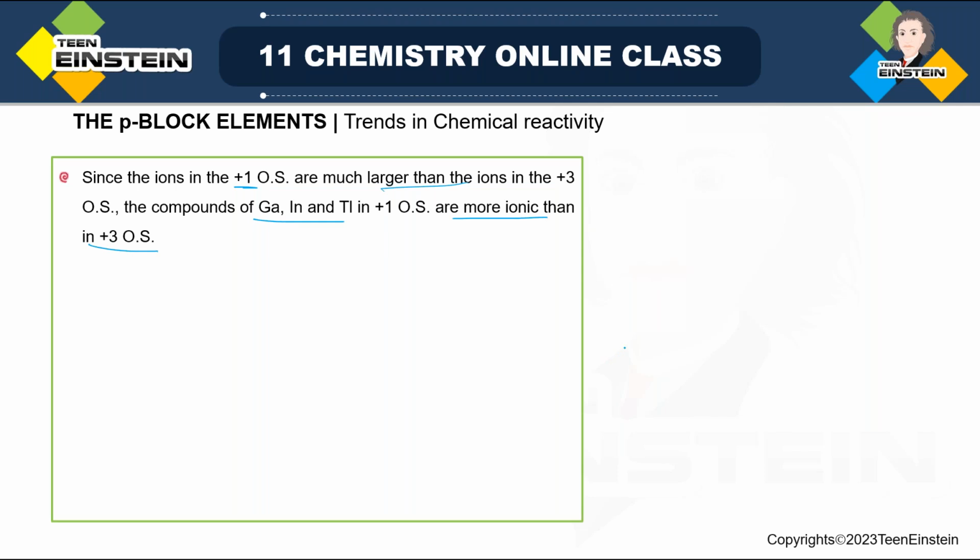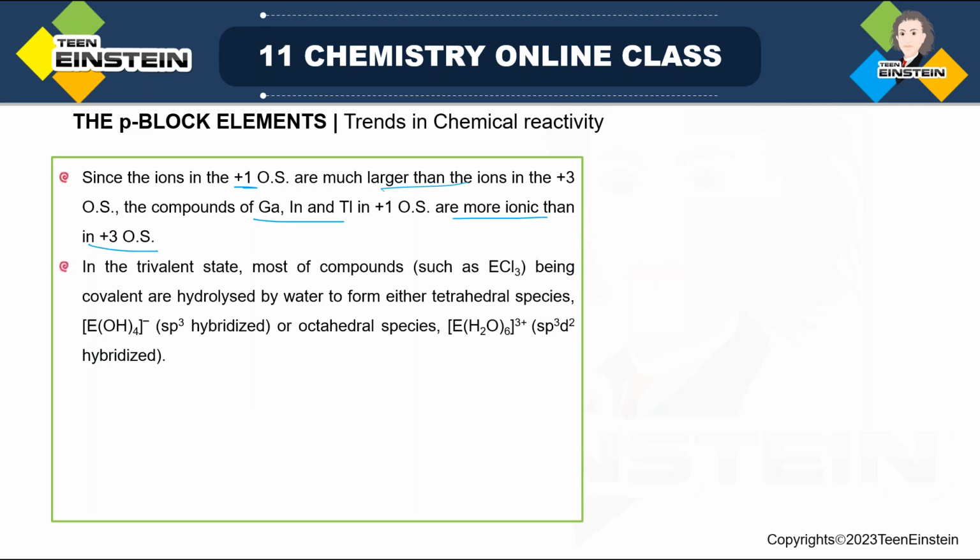If you compare their ionic character, obviously +1 state compounds will be more ionic, because ionic character and covalent character are directly related to size, which we have just seen in the previous problem. In the trivalent state, most of the compounds such as ECl3, where E may be any group 13 element, okay?